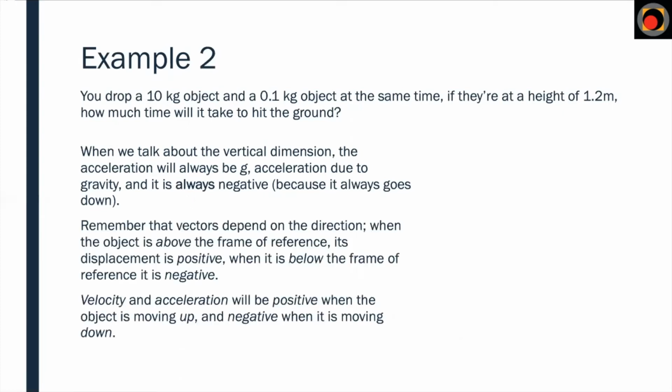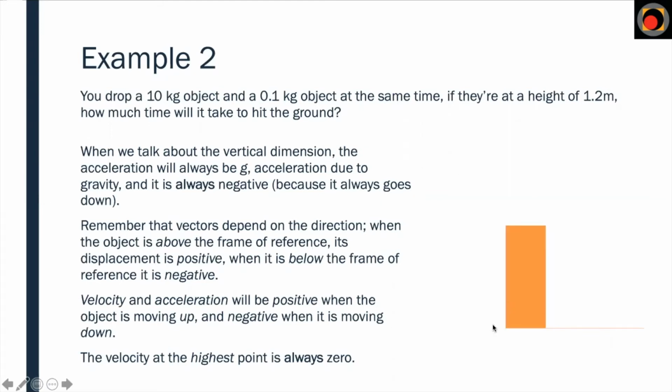Velocity and acceleration will be positive when the object is moving up and negative when the object is moving down, okay? Velocity at the highest point is always zero, because it's a positive number until it reaches zero, and then it's a negative number because now it's going down. So the highest position is always when the velocity is zero, the change in sign from positive to negative.